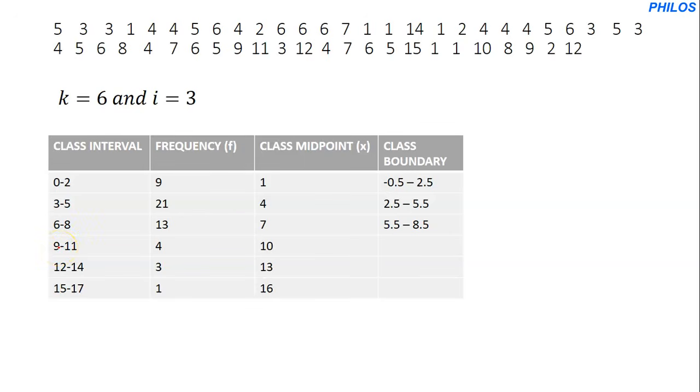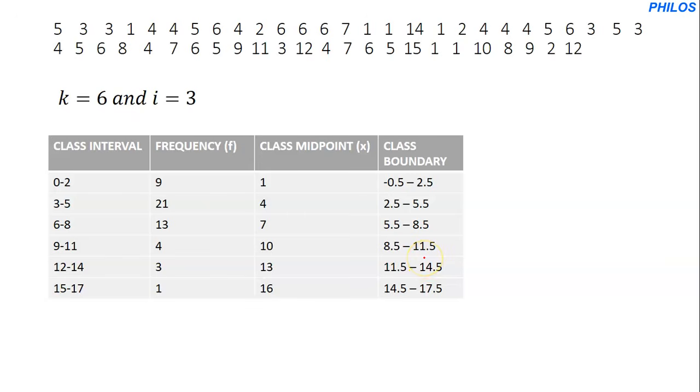9 minus 0.5 gives us what? 8.5, isn't it? And then 11 plus 0.5 gives us 8.5 to 11.5. So you do this class by class. 12 minus 0.5 is 11.5. Then we add the 0.5 to 14, and that gives us 14.5. 15 minus 0.5 gives us 14.5. Then we add it to 17 to give us 17.5. So this is the lower class boundary, and this is the upper class boundary. Lower class boundary, upper class boundary, like that.